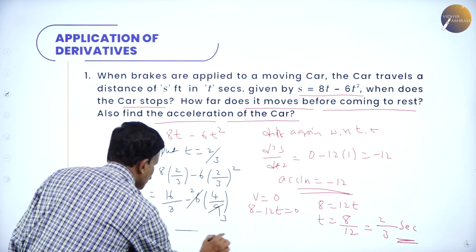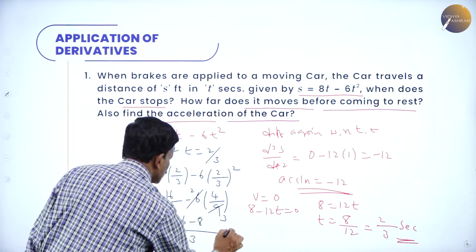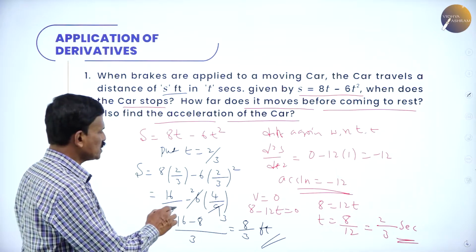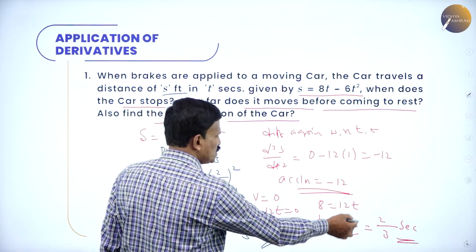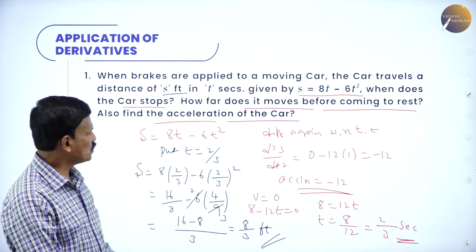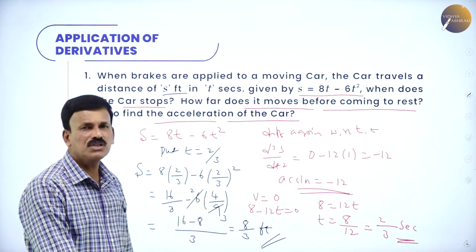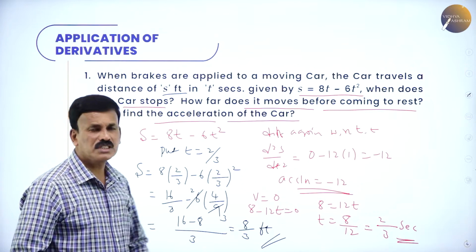This is nothing but take LCM. 3 is the LCM. 16 minus 2 4s are 8. So 16 minus 8 is 8, that is 8 by 3. The distance traveled is 8 by 3 feet, and the velocity is equal to 0. If you equate velocity equal to 0, then you will get the time t is equal to 2 by 3 seconds. Now this is how we are going to solve this problem.